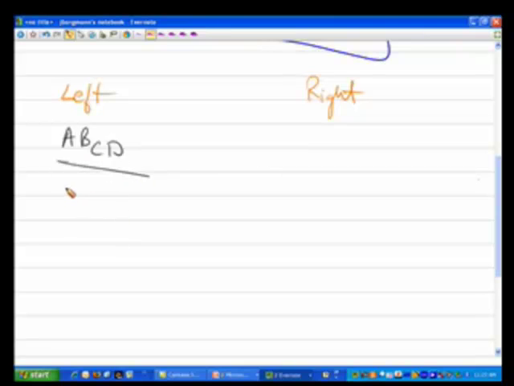What's another option, Mr. Sams? We could have A, B, C on the left, and D on the right. Oh, okay, good. I see that. Any other options? I could do A, B on the left, C, D on the right. I could do A, C on the left and B, D on the right. Let's go A on the left, B, C, D on the right.